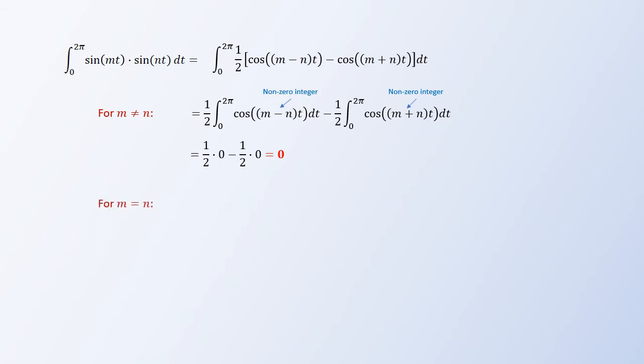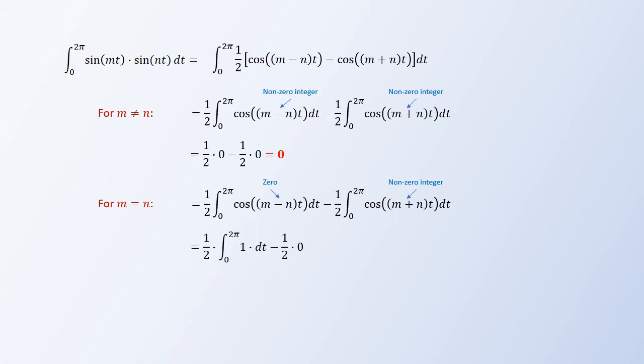Okay, so what about for m equal to n? So we write down the same expression. Now in this case, this one will be 0, and this one will be non-zero. So the second term will drop out because that whole term will be 0. But the cosine of 0 is equal to 1. And the integral of 1 is simply the value of the variable, in this case t.